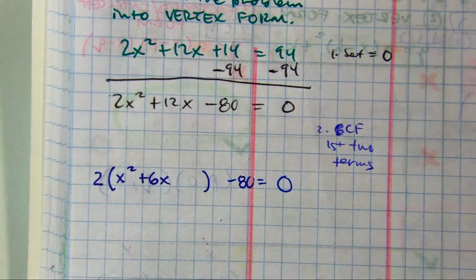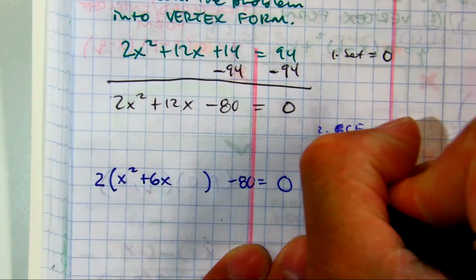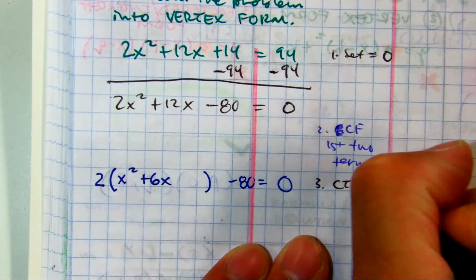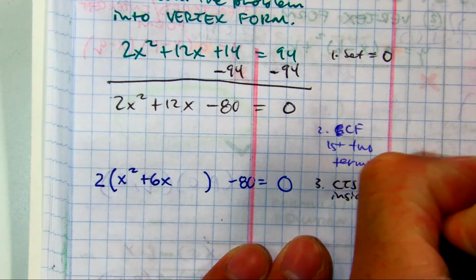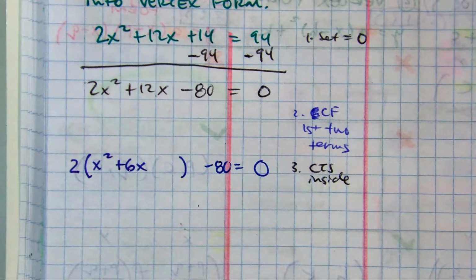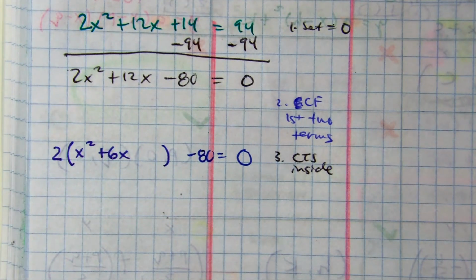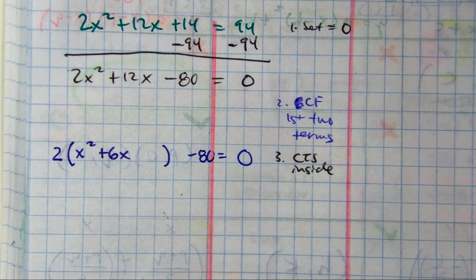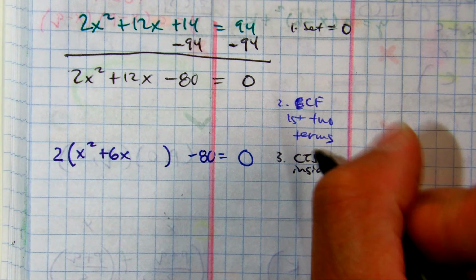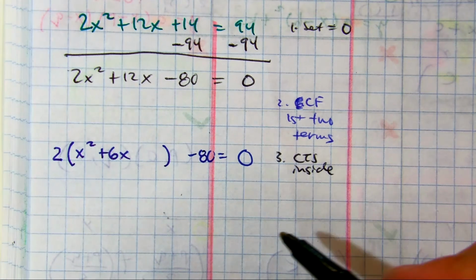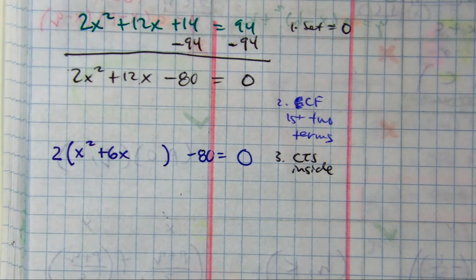The next thing I'm going to do is complete the square, CTS, of the inside. CTS, complete the square of the inside. Partner A tell partner B, what's the formula for completing the square? Ready to go? Looking for a formula. Has a B in it.